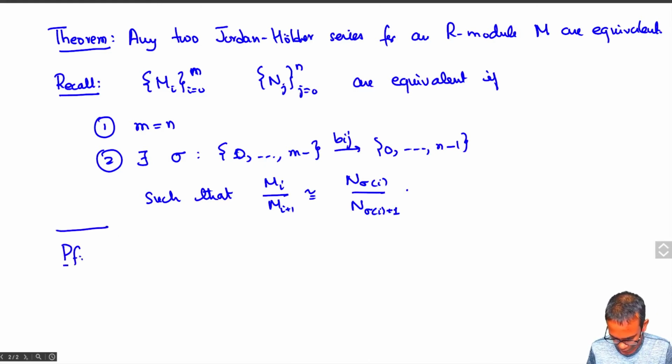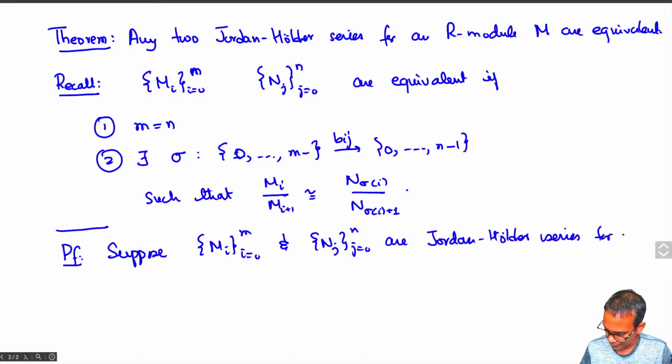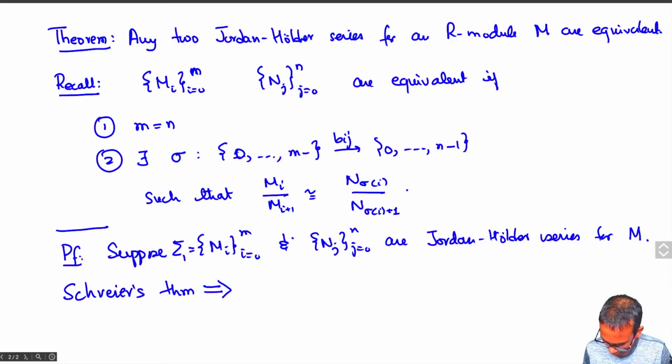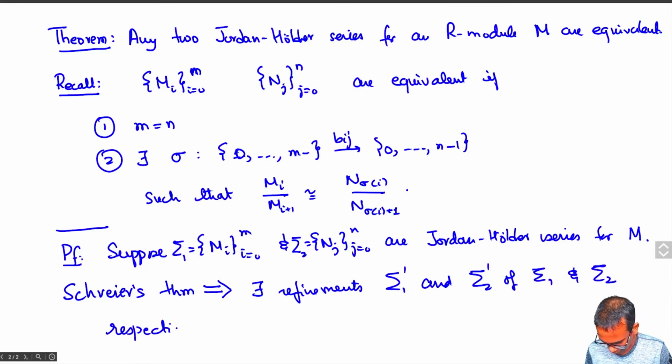So proof: suppose Mi, i equals 0 to m, and Nj, j equals 0 to n, are Jordan-Holder series for M. Okay, so then Schreier's theorem says that, let's call this sigma 1 and let's call this sigma 2, there exist refinements sigma 1 prime and sigma 2 prime of sigma 1 and sigma 2 respectively that are equivalent.